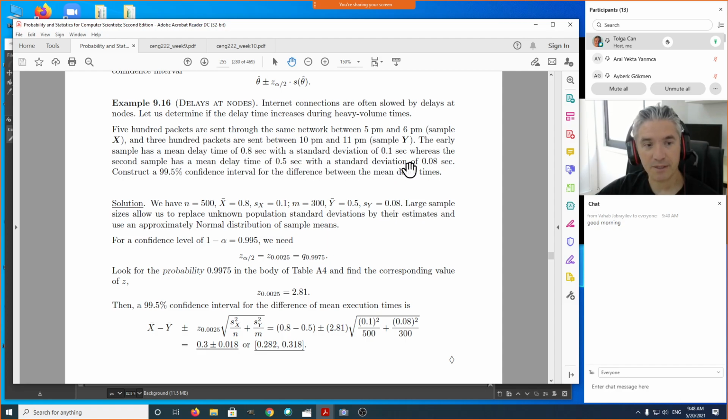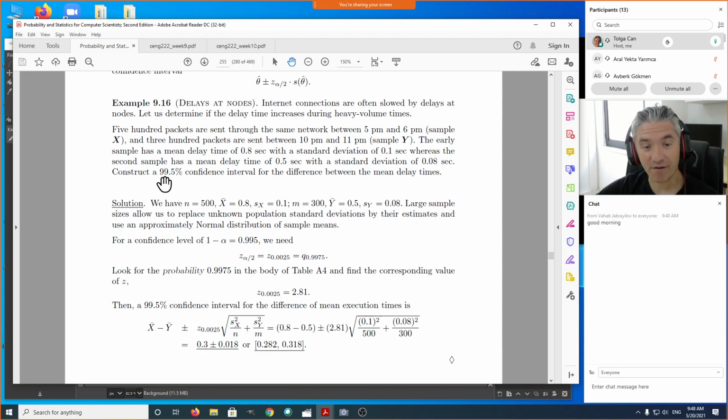These are large numbers. The early sample has a mean delay time of 0.8 seconds with a standard deviation of 0.1 seconds. So this is the mean delay time for individual packets, and this is the standard deviation of that delay time for an individual packet. And this is the second sample with the X bar and S, the sample standard deviation. So construct a 99.5% confidence interval for the difference between the mean delay times.